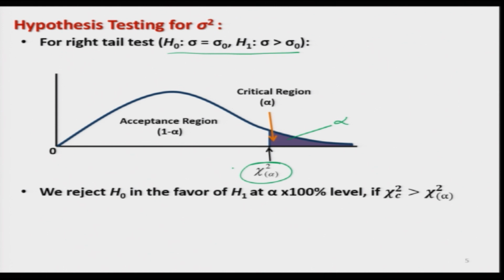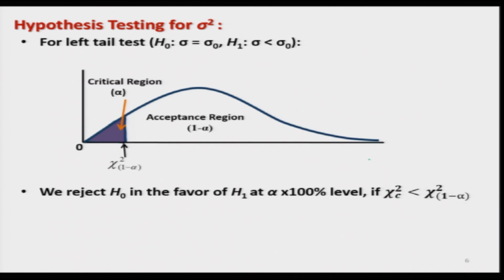So, in this case we will reject the hypothesis in favor of H1 at 100 alpha % level of significance if the calculated value of chi-square is greater than chi-square alpha. That means the value is lying somewhere here. So, that is now very simple, straightforward for you.